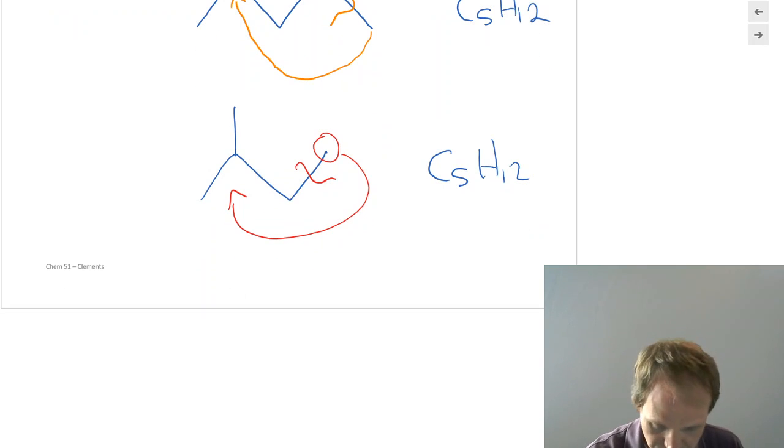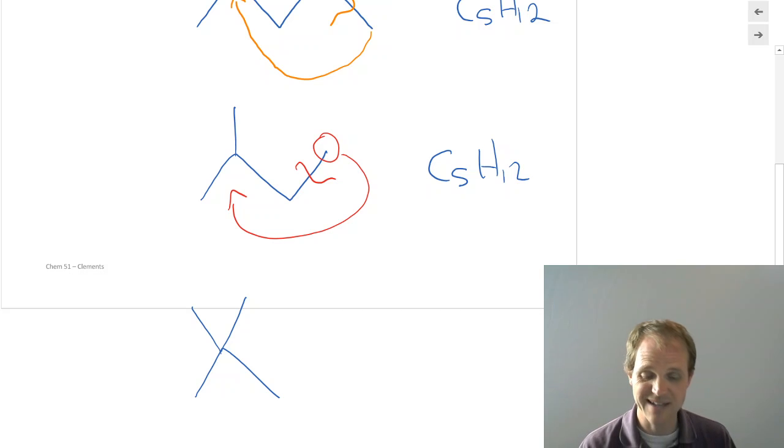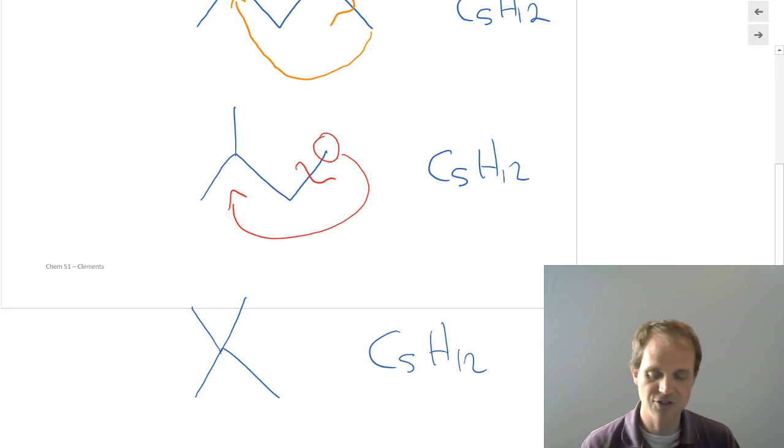And I make what I like to call the X molecule. And let me go back to my blue. The X molecule looks like this. So right, I took off that last carbon, but I put one here and one here. That's the X molecule. Also has a formula of C5H12.